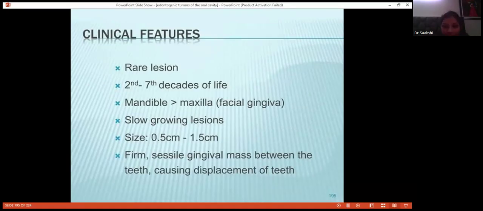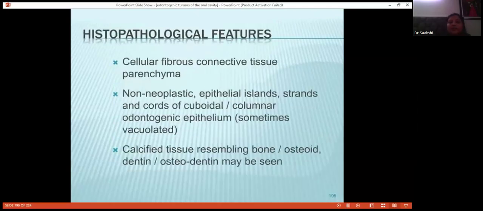Now, it's a slow-growing lesion, which varies from 0.5 to 1.5 centimeter in the diameter. It's a firm, sessile gingival mass which is seen between the teeth, which causes displacement of the teeth. Now, histopathologically, it shows cellular connective tissue parenchyma.